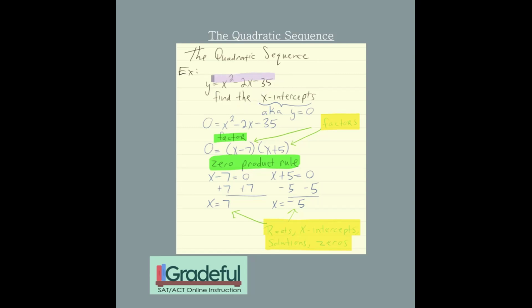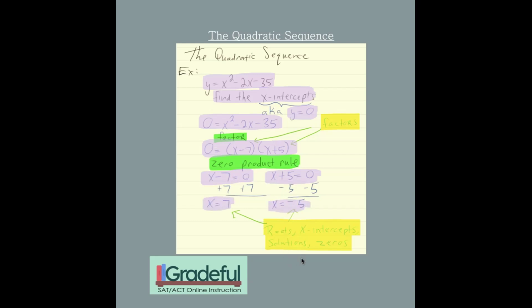Let's just say you had this function, and you had to find the x-intercepts. To find the x-intercept, y is 0. So you set it equal to 0. That's your permission to factor. And the two numbers that add to -2 and multiply to -35 are -7 and 5. Then you use the zero product rule where you set each piece independently equal to 0. And when you solve them both, you get your two x-intercepts.